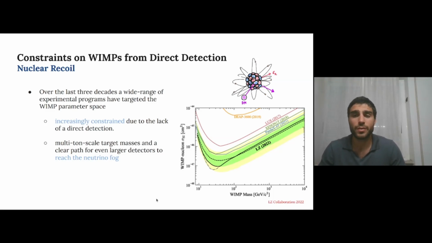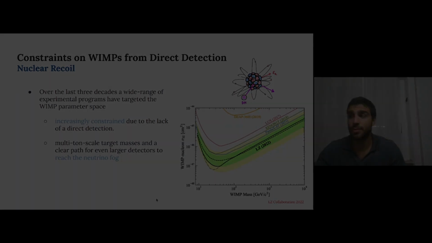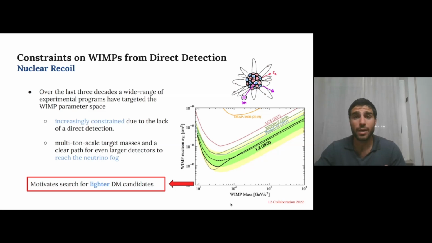Overall, there is a relatively clear path to reach the so-called neutrino fog, which represents an irreducible background below which a direct detection of dark matter would not be possible, as essentially neutrino interaction with the standard model would completely hide the target dark matter signal. As an alternative to just pushing down in this plot, is to move to the left of this plot and essentially search for lighter dark matter masses below the GeV scale.